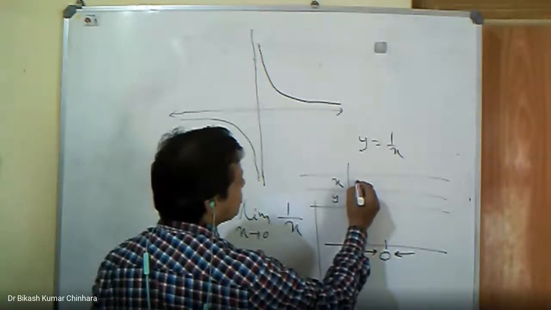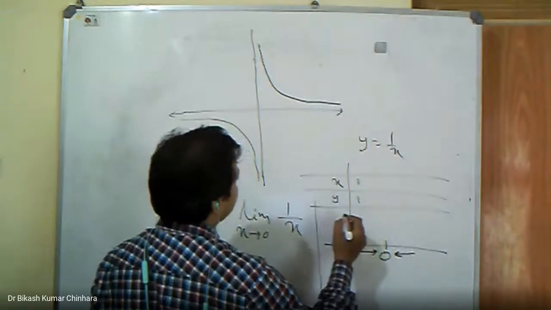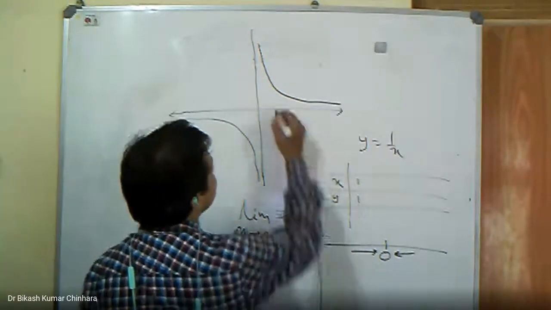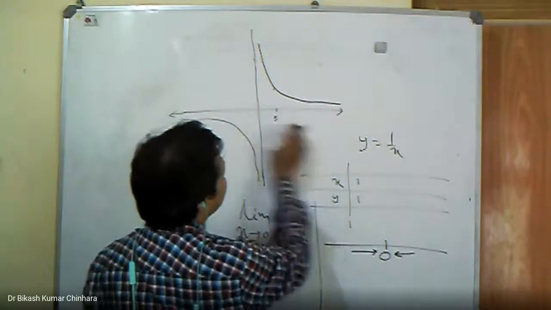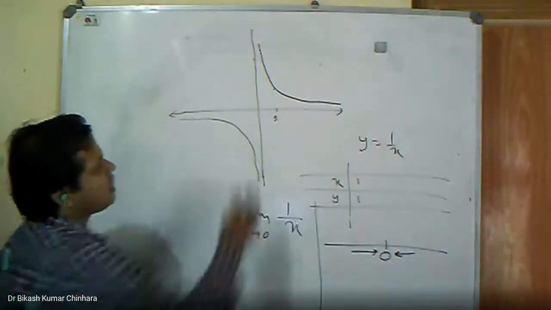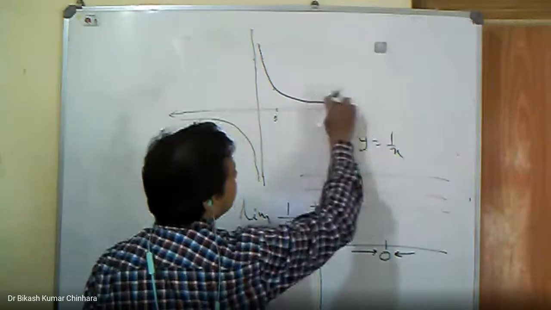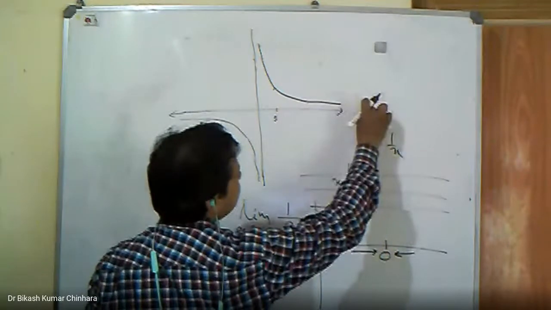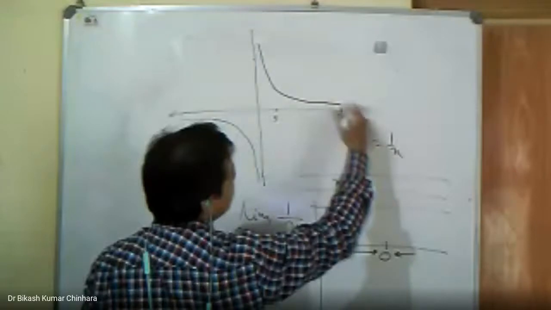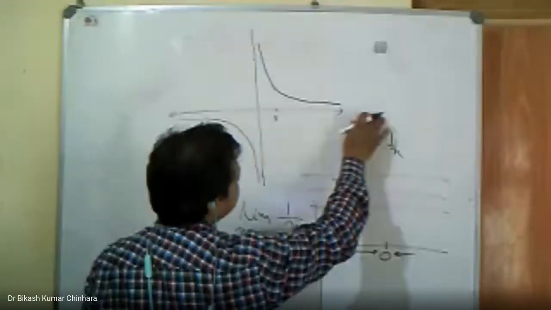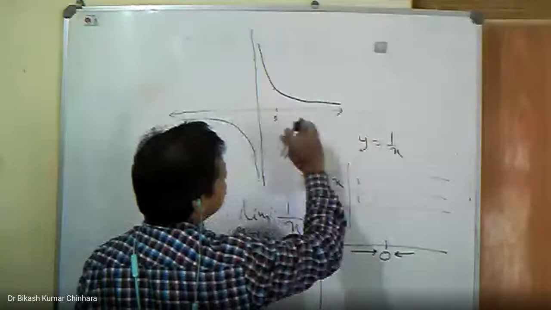Suppose x is equal to 1, then y will be 1. Similarly, when x is becoming infinite, 1 by x is becoming nearer to 0, but not exactly 0. That means this line is an asymptote. The graph is not meeting this line, rather it is always only approaching this line. So that means this is the x axis.